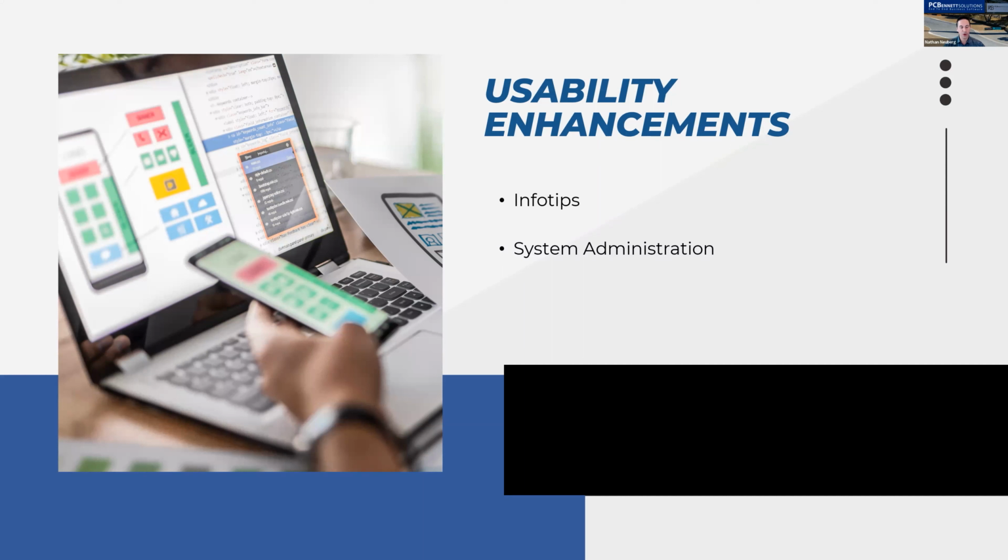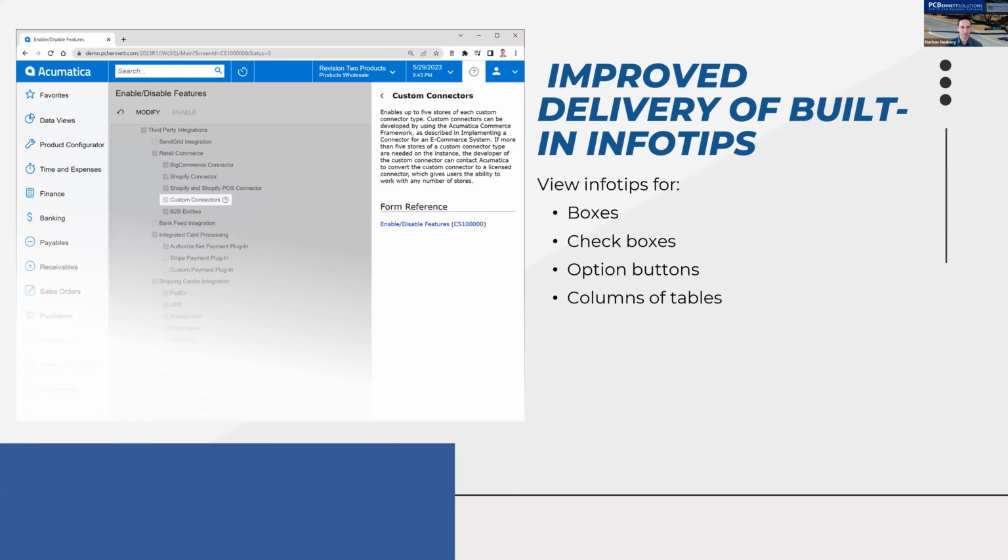Talking about some of the overall usability enhancements in Acumatica, we've got improved support for info tips and a couple of other system administration type things that are going to greatly improve our performance and reliability in Acumatica. In Acumatica ERP 2023 R1, info tips have an improved presentation. Also, info tip coverage has been greatly increased throughout the system. For example, on the enable disable features form, this one was asked for a lot, especially by VARs like ourselves. We can see here quickly what each feature does.